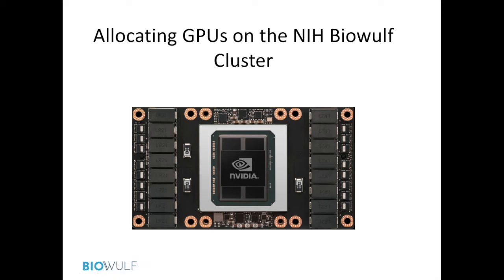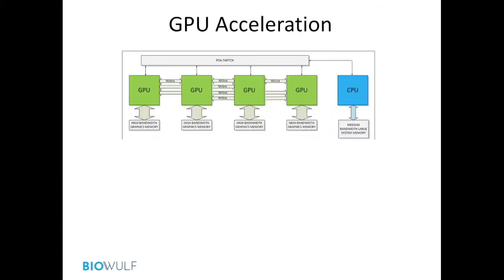In this video, we'll discuss how to allocate GPUs on the NIH Beowulf cluster using the Slurm batch system. GPU stands for Graphics Processing Unit, and these specialized processors were originally developed for graphics-intensive operations, primarily in the gaming industry. Over time, it became clear that they could also be used in high-performance computing applications, and vendors introduced features that made GPUs more generally useful.